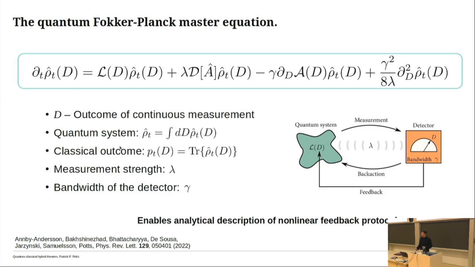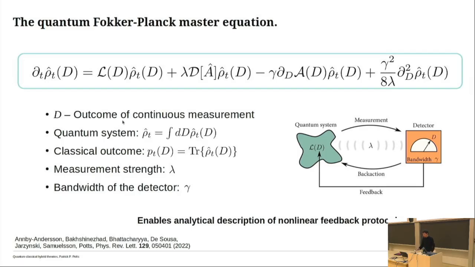By d you mean measurement outcome at a given moment, or the whole history? No, exactly. So the rho t of d describes the system and the measurement outcome at the time t, not the whole history yet. That is important. Similarly, when we take the trace over this object, then we get a probability distribution for the measurement outcome.